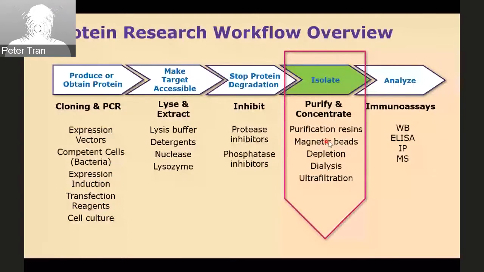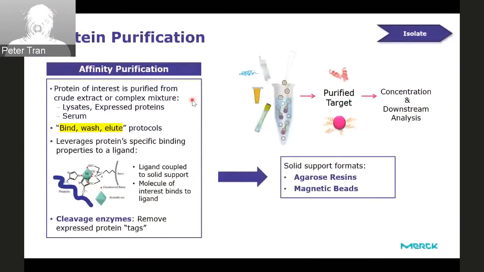Okay, so let's talk about affinity purification. So basically, you start with the cell lysate, and then you do the bind, wash, elute procedure, right? Using a ligand, using a support resin, for example, agarose resin or magnetic beads that are conjugated with a ligand, for example, here with the nickel ion, you can purify the His-tag protein. And then some people, after purification, want to cleave the tag using an enzyme. That's how you purify the protein.